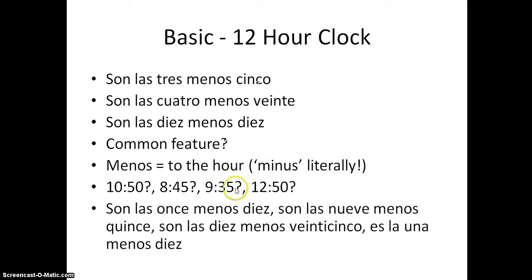So, son las 11 menos 10, so 11 minus 10. Son las 9 menos 15, so it's quarter to 9, 15 minutes, so 9 minus 15 minutes. Son las 10 menos 25, so 25 minutes to 10. Es la una menos 10, this one you just have to be careful because it's 1 o'clock, so it's 1 o'clock minus 10 minutes. Es la una menos 10. Remember, we use es with la una.